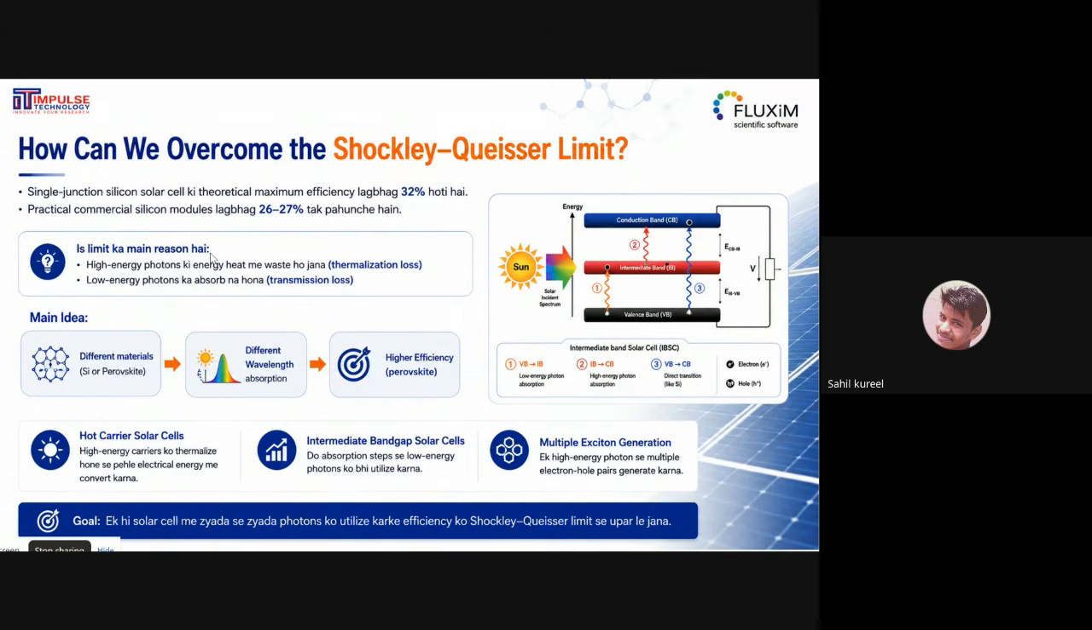The limit arises in regions where high energy photons are emitted and the excess energy is lost as heat, which is called thermalization loss. Some of the energy is also lost as transmission loss. In simple words, approaches to address this include hot carrier solar cells, intermediate band gap solar cells, and multiple exciton generation. These processes can help improve your PCE.